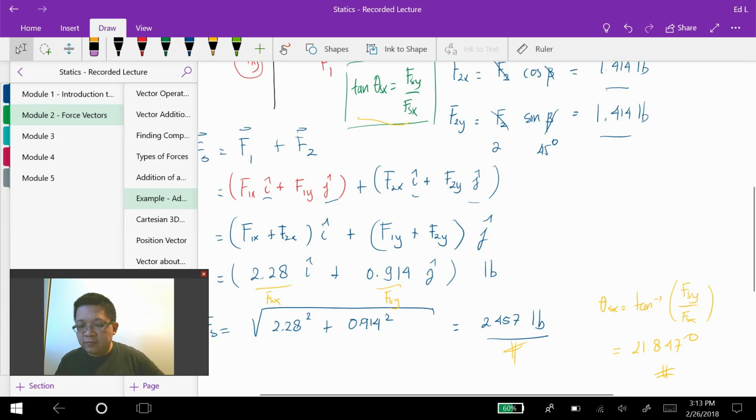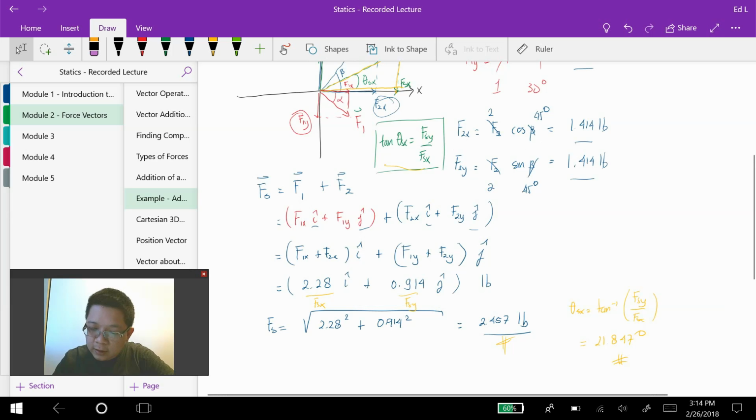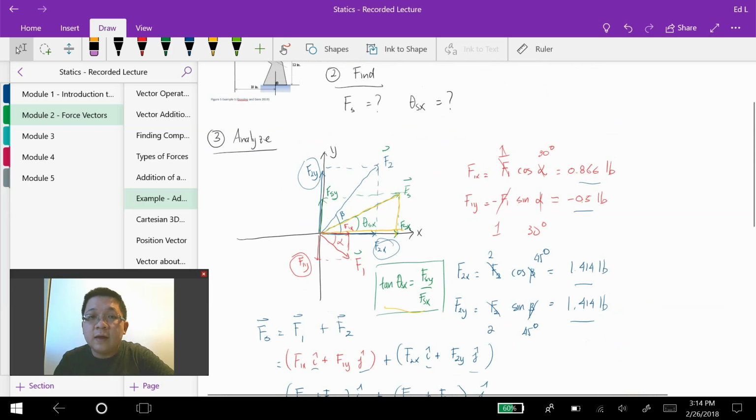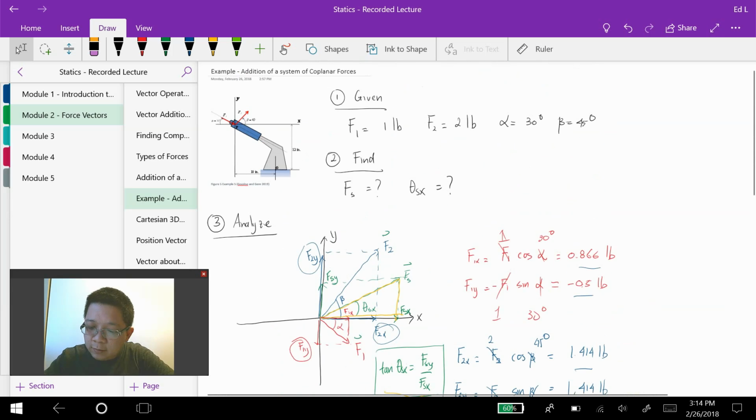All right, so that's it for this example, and in class I hope we have time to calculate Fd and theta dx. All right, thank you.